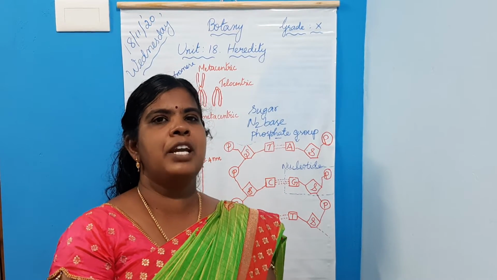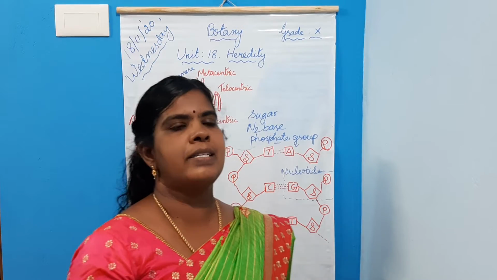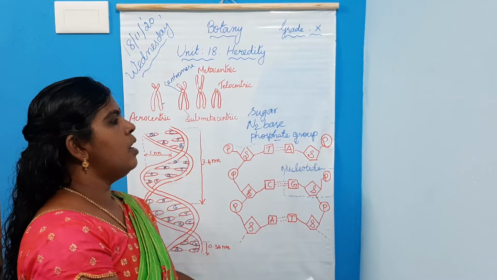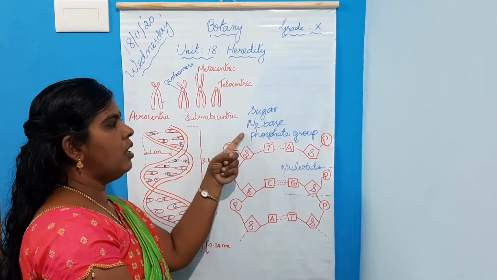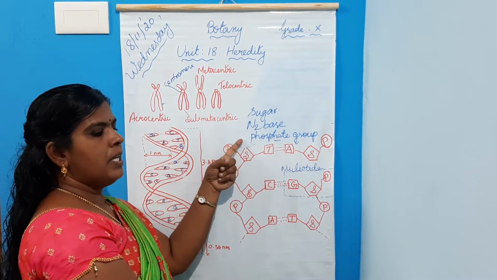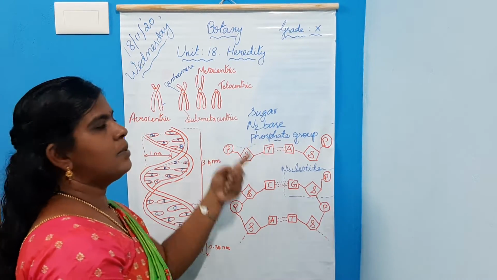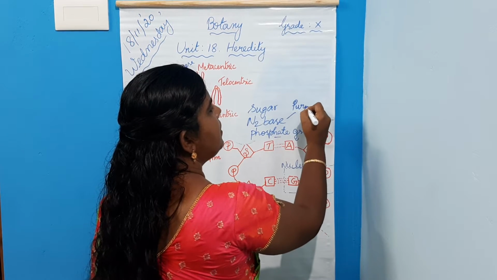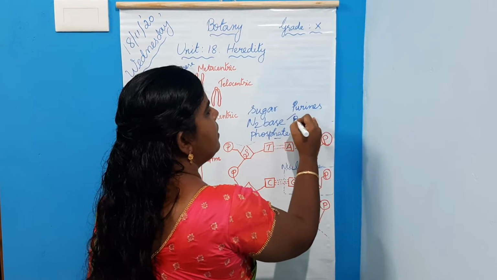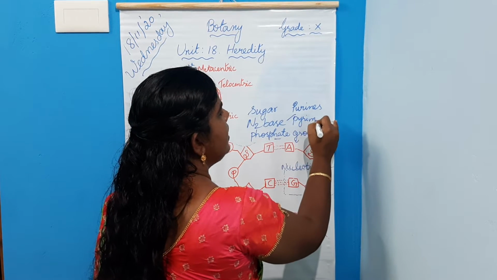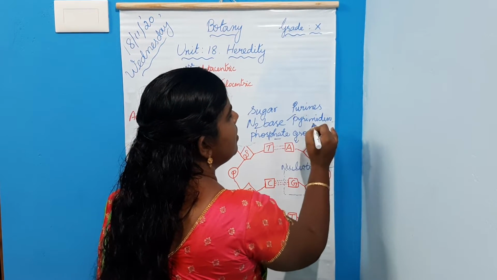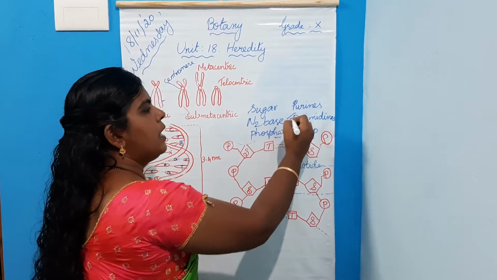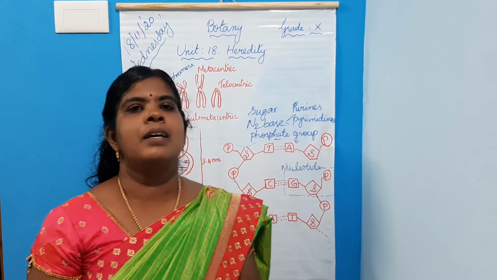It consists of three important components, namely, what are they? Sugar, nitrogenous base, and a phosphate group. The nitrogenous bases found in DNA are of two types. What are they? Purines and pyrimidines.